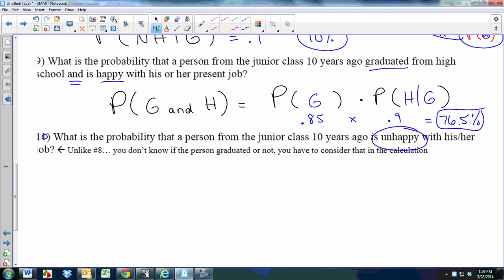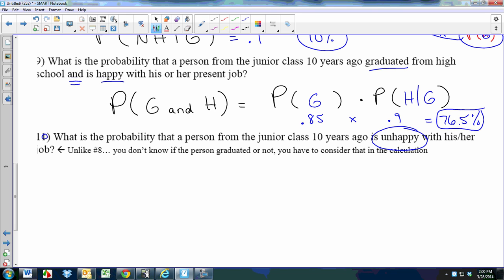This one, let's see if this phrase fits. A person who would be unhappy would be one of these two people. It's a person who graduated that's not happy, or a person who didn't graduate and is not happy. Would you agree with that? Does that feel right to break this question down? No? Yes? Well, tell me.